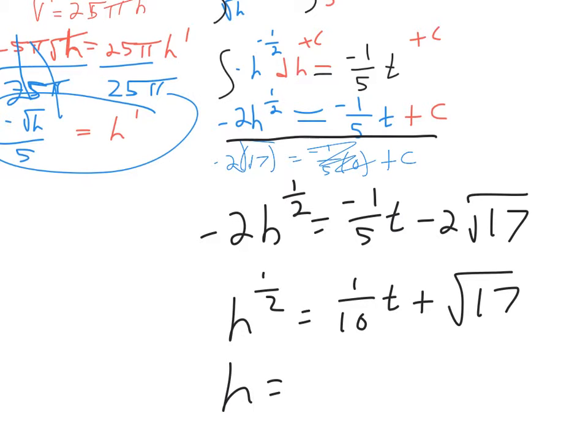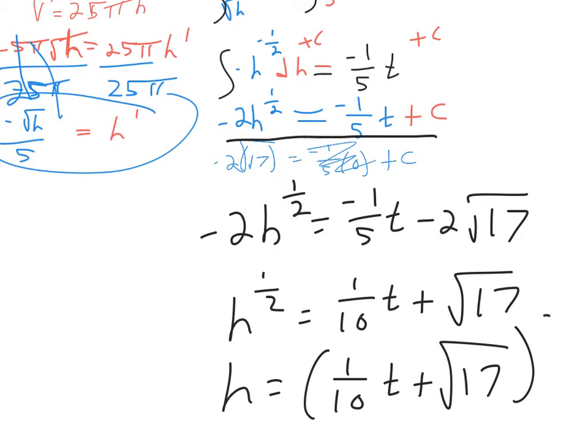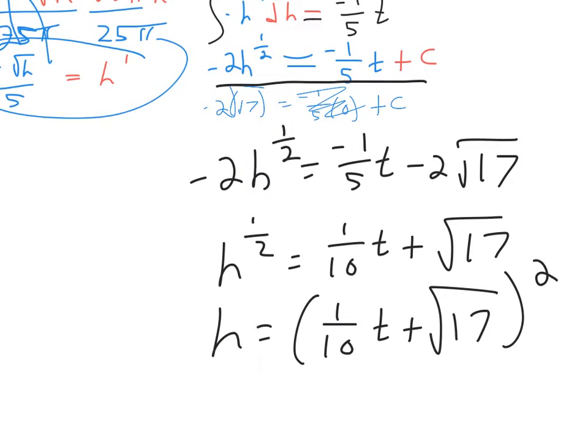Take this, square everything on both sides to get rid of the square root. So you got 1 over 10t plus square root of 17, being squared. That's the function of h that we were looking for.